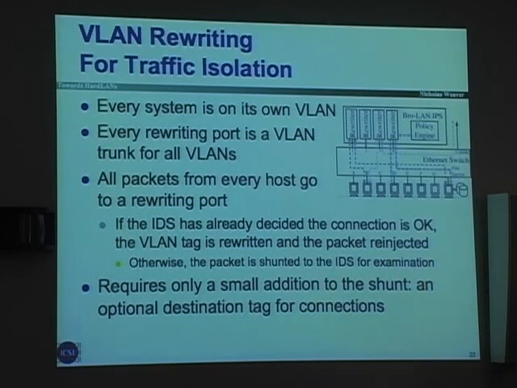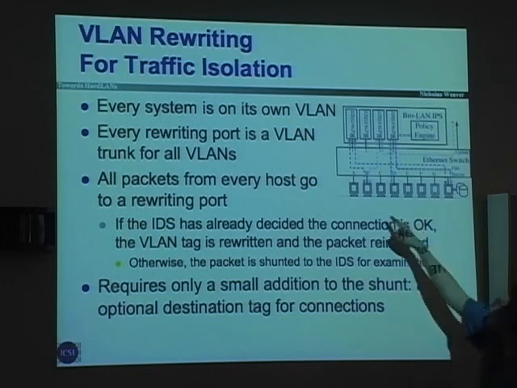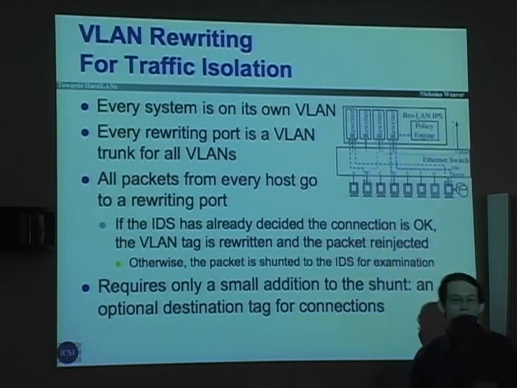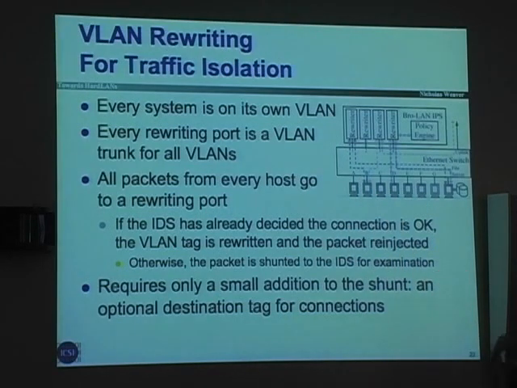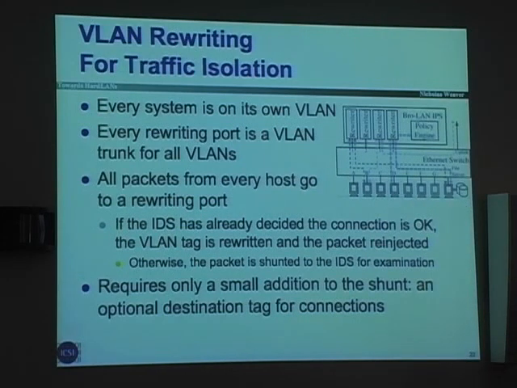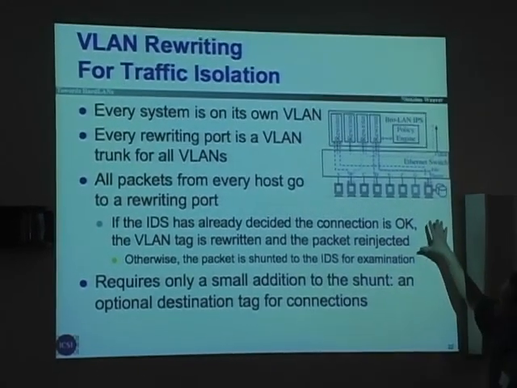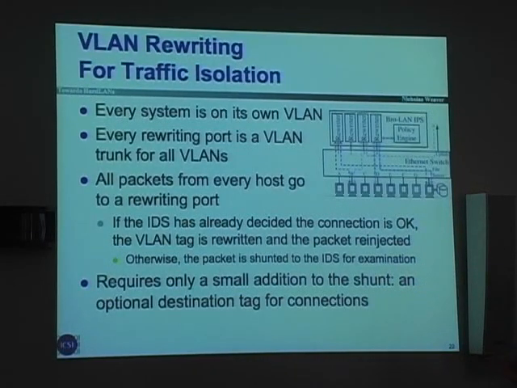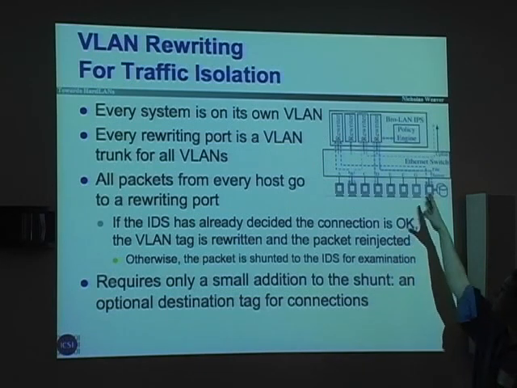So when a host sends a packet, in this case, B sends a packet, it ends up going to a rewriting port that either goes, oh, this connection's good. It should be rewritten to this destination MAC and this destination VLAN tag, re-inject the packet, and it goes off to the destination. Or it could be, I don't know what to do with it yet, so you throw it up to the whole IDS. This allows you to have only a small amount of additional hardware lookup. All you have to do in the hardware is support the notion of, for this connection, rewrite it to this MAC in this VLAN. And that's all you need to be able to do this.